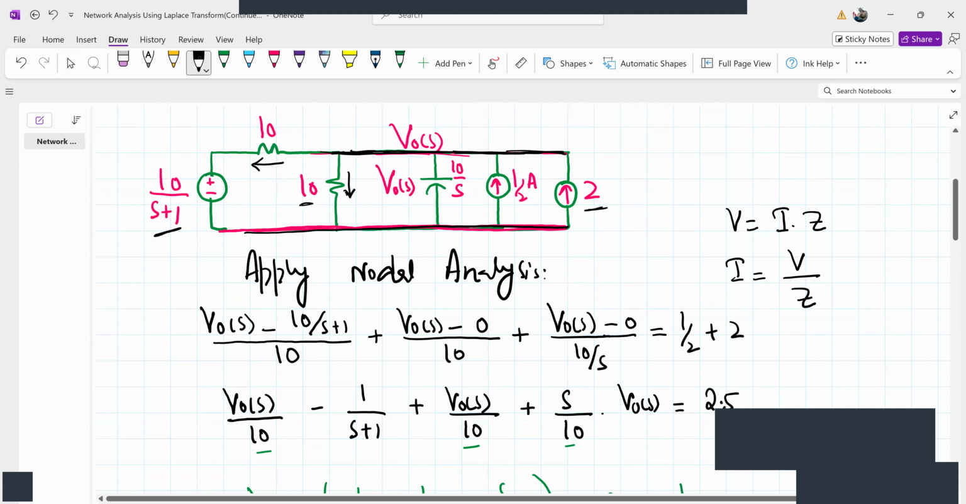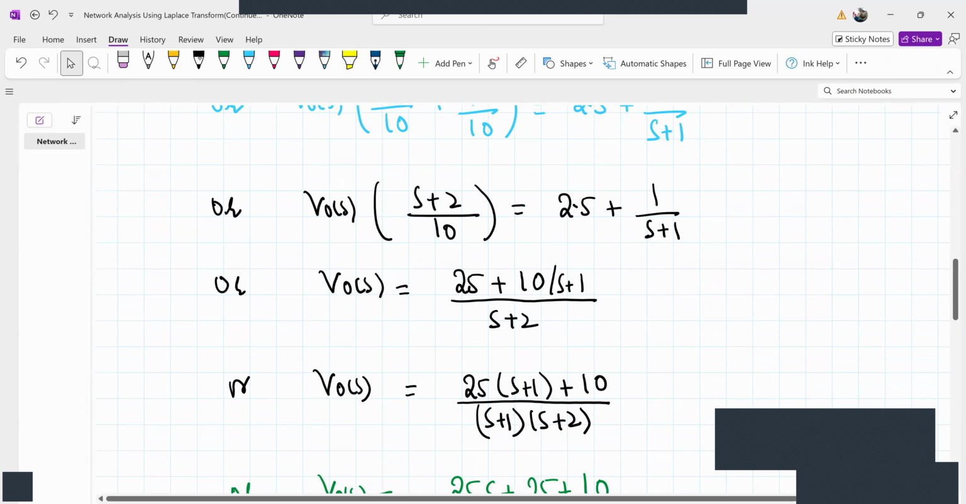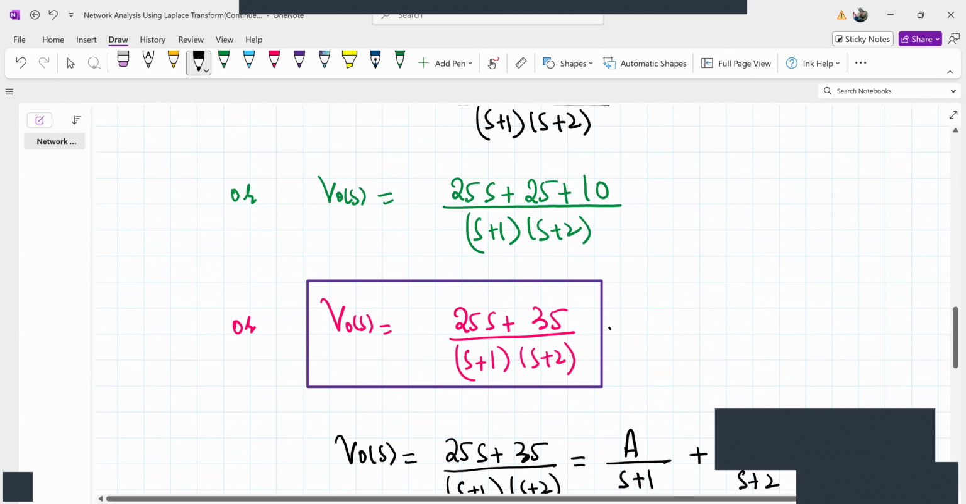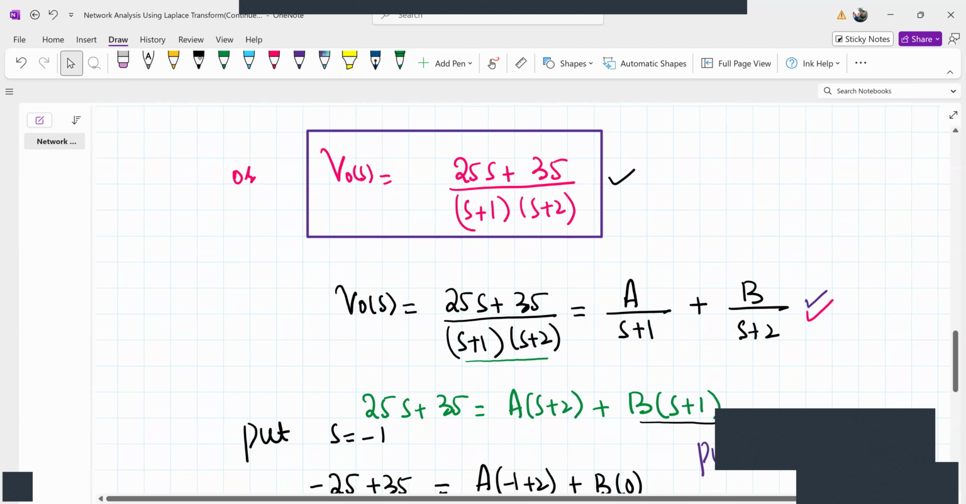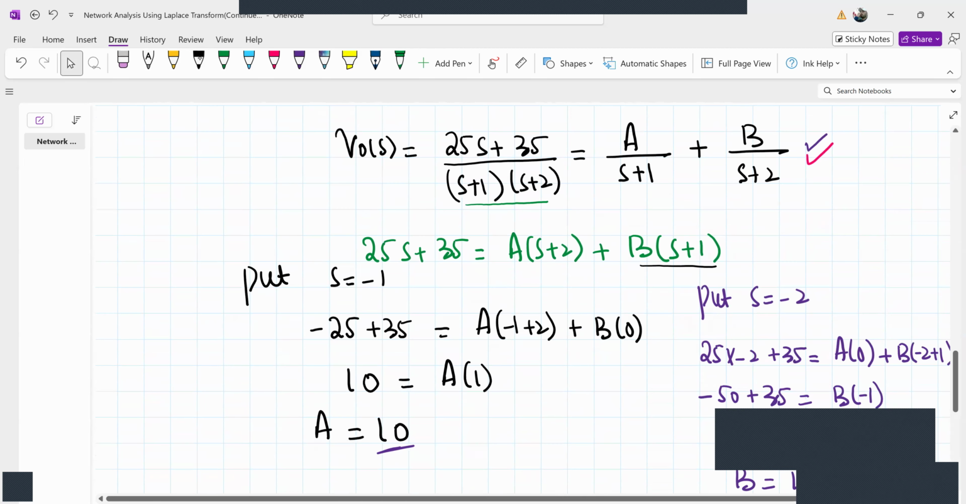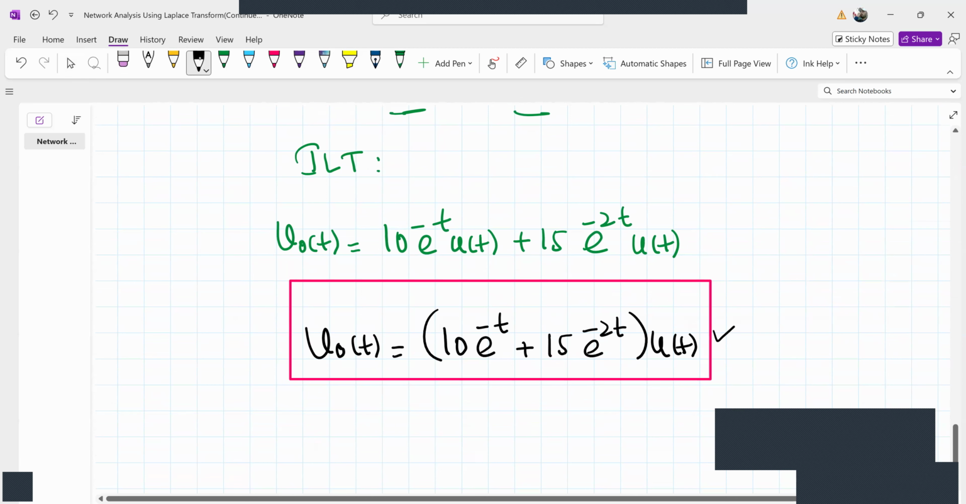Then we apply KCL at this node. There are 5 branches. We sum the 5 branch currents equal to 0, or we say the currents entering the node are equal to the currents leaving the node. Then we simplified this equation and arrived at this one. Then from this, in order to obtain V naught of t from V naught of S, we use inverse Laplace transform techniques. And finally, we arrived at the solution. Okay, let me stop here.